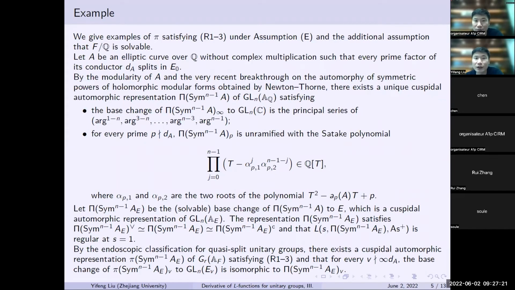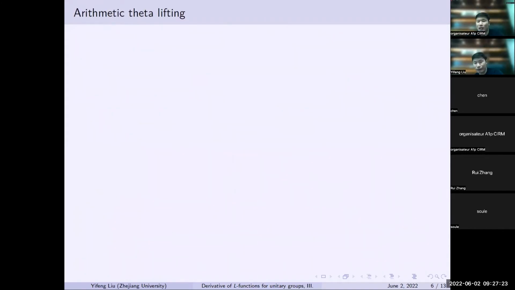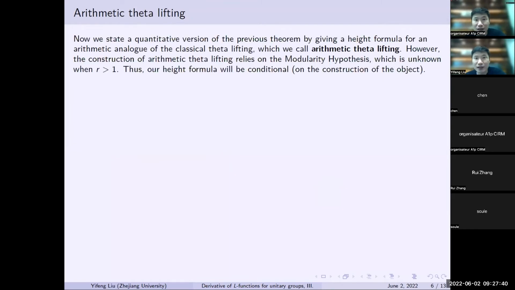Okay, good. So yesterday, when we reviewed the classical theory of theta lifting, we introduced the theta kernel, right? And the global theta lifting. Today, we will introduce an arithmetic analog of the global theta lifting, which we call arithmetic theta lifting.